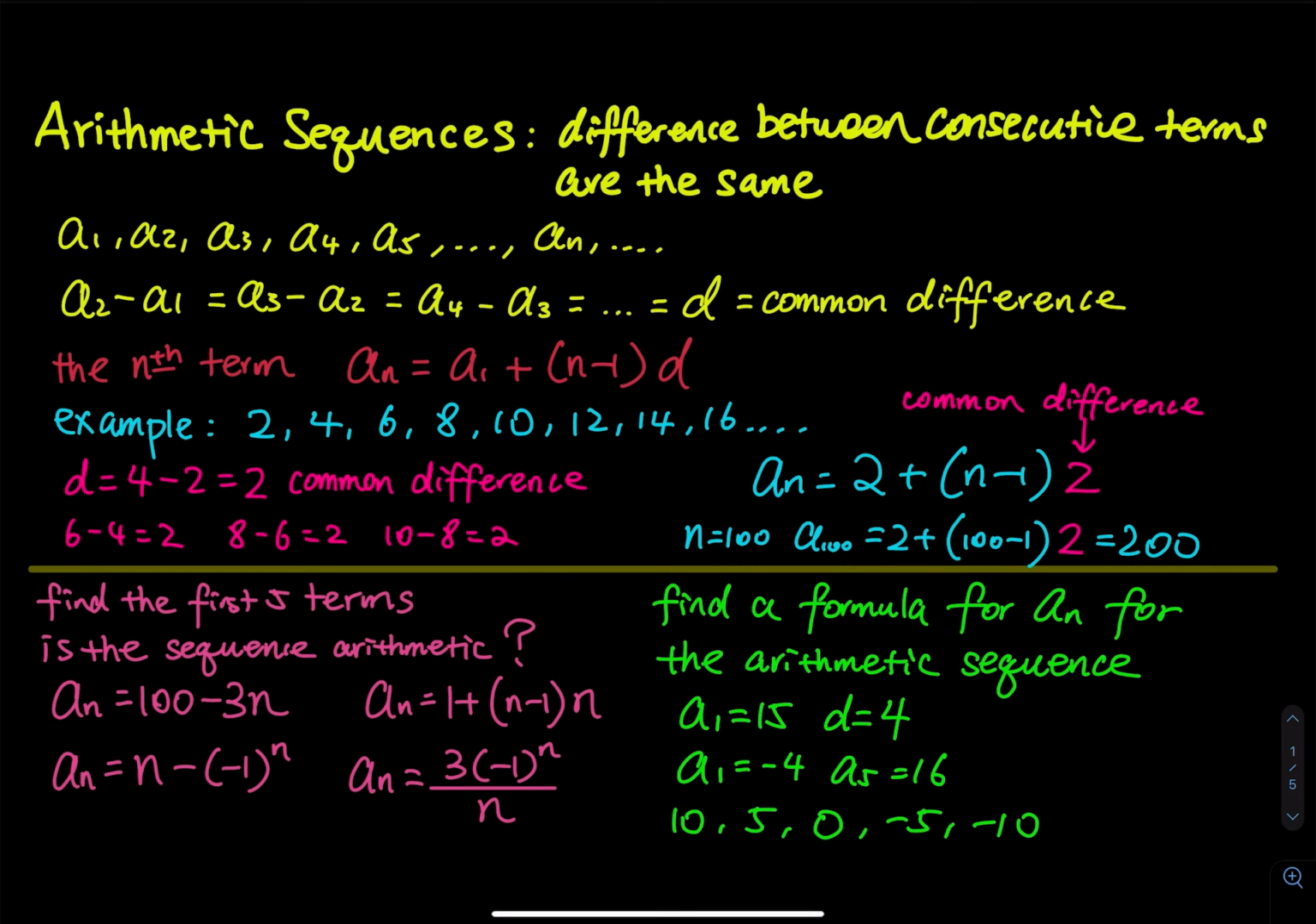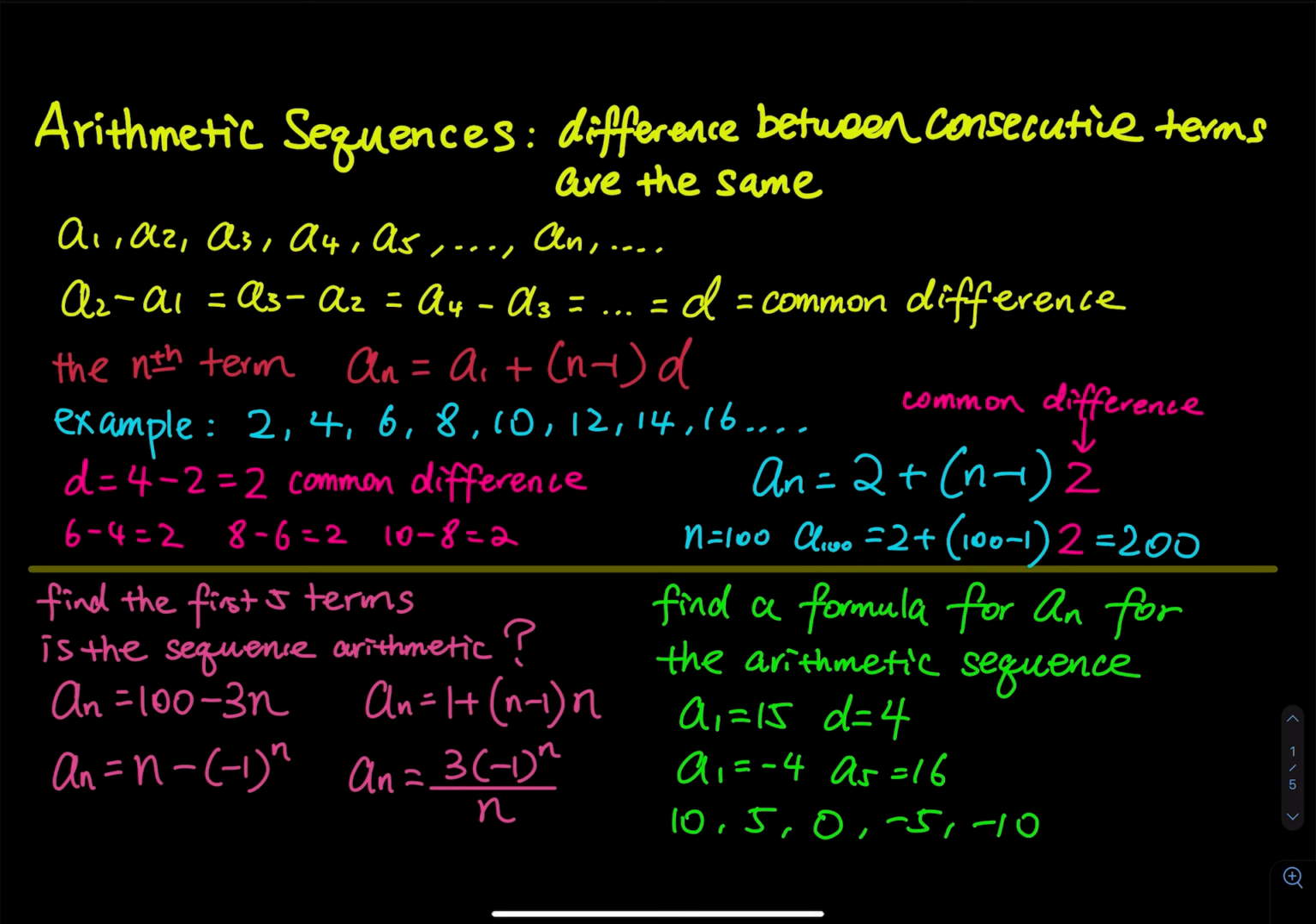Now, if you prove that a sequence is an arithmetic sequence, how do you find the nth term? The nth term, a of n, is equal to the first term plus the number of terms minus 1, and then multiply by the common difference. n is the number of terms.